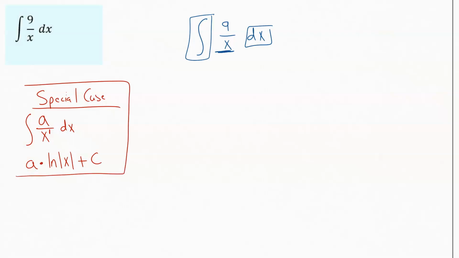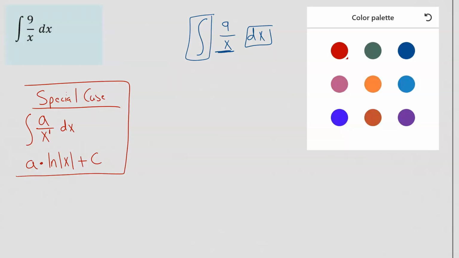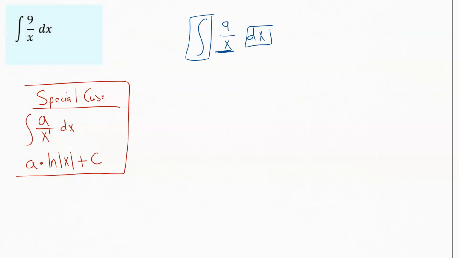Some teachers let you get away with not putting the absolute value bars on it. I will tell you this, you run into danger at that point. So if you put the absolute value bars on, you're never wrong. If you drop them, guess what? Sometimes you're wrong.